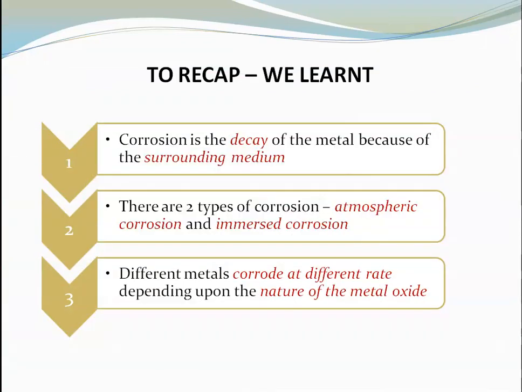Now let us see what we have done today. We have studied the definition of corrosion, which says corrosion is the decay of the metal because of the surrounding medium. Then we went on to the types of corrosion, which is there are two types of corrosion: atmospheric corrosion and immersed corrosion. And then we studied the mechanism of corrosion and how different metals corrode at different rates.